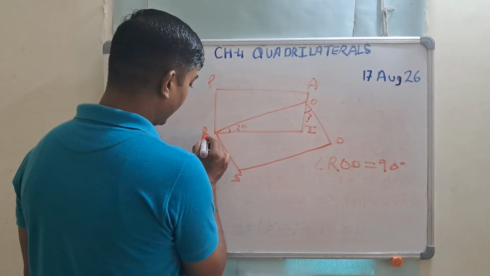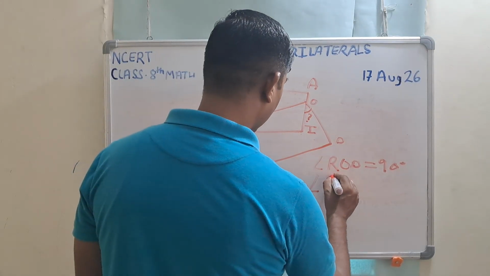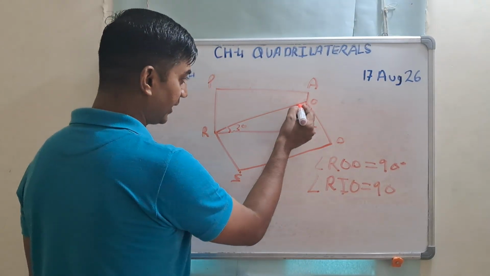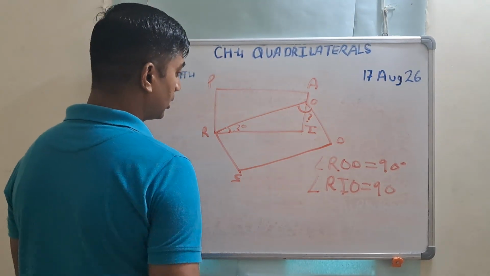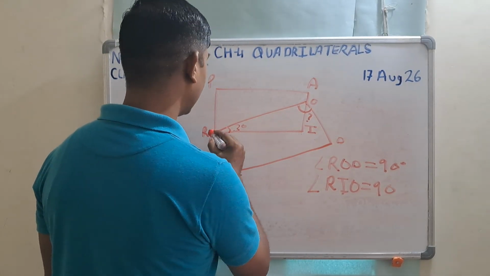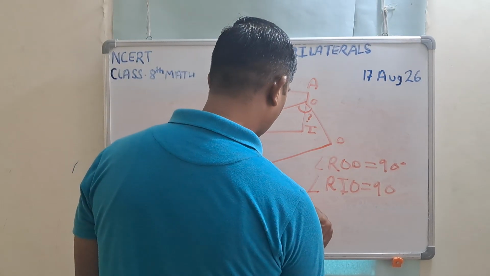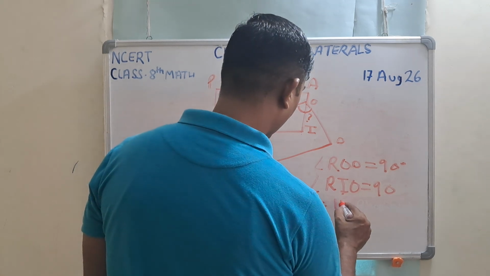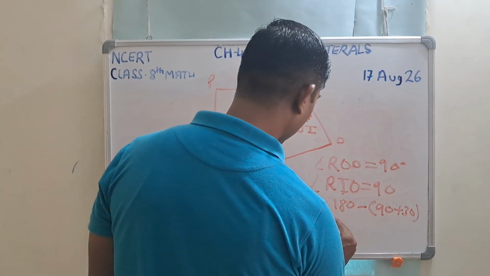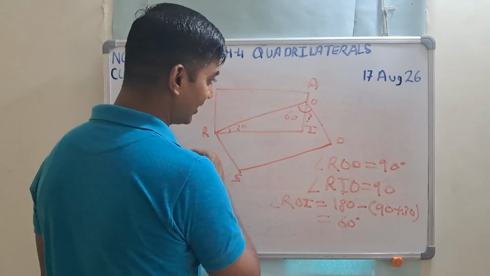Understood? Now angle RIO is 90 degrees, and this is 30 degrees. So this angle is 90 plus 30. Angle ROI is equal to 180 minus (90 plus 30), that is 60 degrees. Understood? So this angle is 60 degrees, and now this complete angle is 90 degrees.